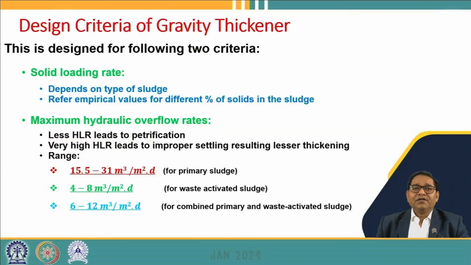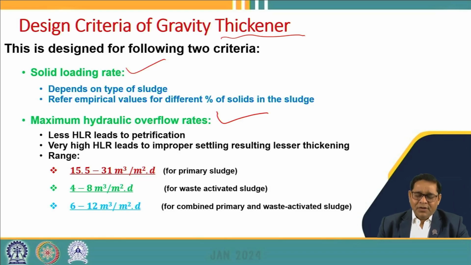So here if we see the design criteria which are used for gravity thickeners, it is designed based on the gravity separation process. This is the principle used in design of primary sedimentation tank, which is based on the hydraulic overflow rate. So this criteria is always taken into account. And then there is another criteria which is called the solid loading rate. Solid loading rate is basically the amount of solid that can be loaded per unit square area of the tank per unit time.